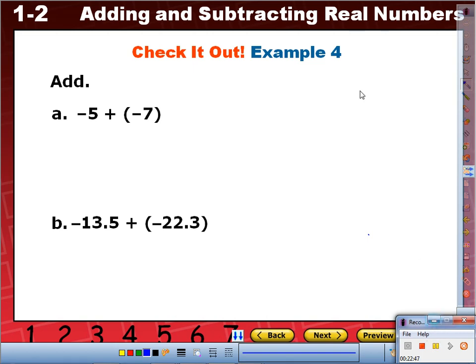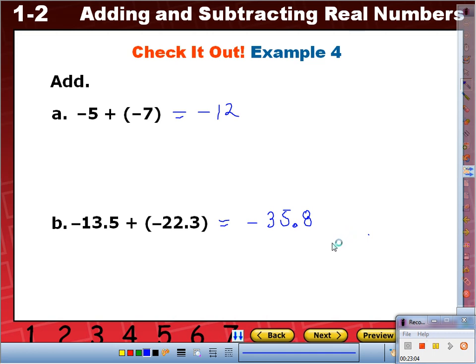For 4A, using your method, you should have gotten negative 12. Hands up if you got that. Okay. Same thing for B. Any method you use, you should have gotten negative 35.8. Okay. Good job.